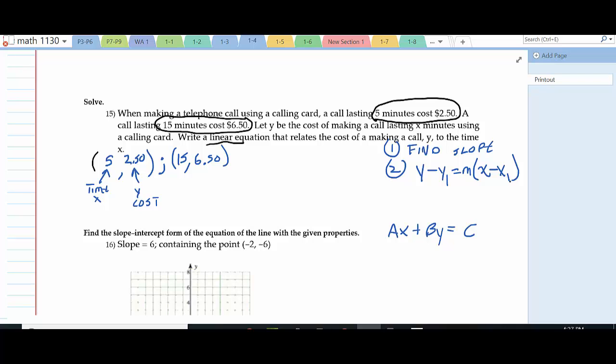Okay, so that's 0.4, or 2/5. I want it as a decimal since we're talking about money. Okay, so 4/10 is what you get, but that would be 0.4.